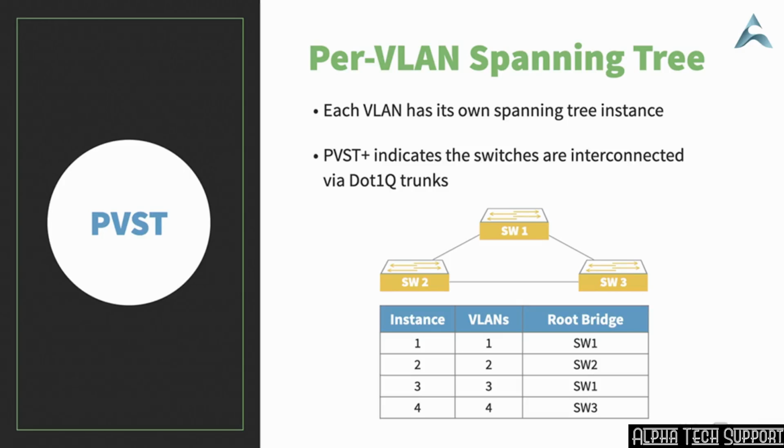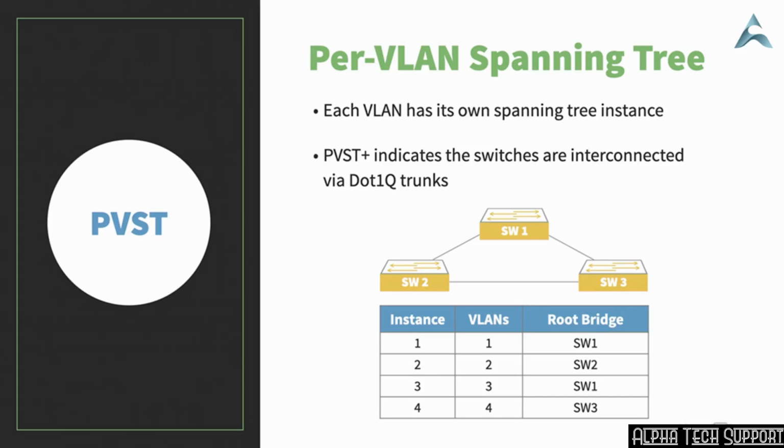And in the literature, you might see PVST sometimes written as PVST plus. Let me make that distinction for you. Technically, if you see PVST plus, that means these switches are interconnected via .1Q trunks. If you just see PVST, it means they're not connected via .1Q trunks. But typically, they are going to be connected using .1Q trunks. Just be aware in some of the literature, you might still see that referred to as PVST.